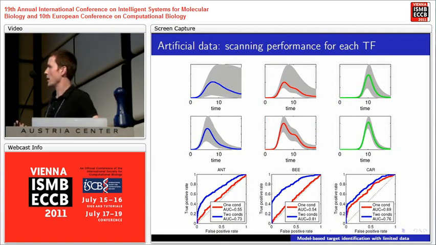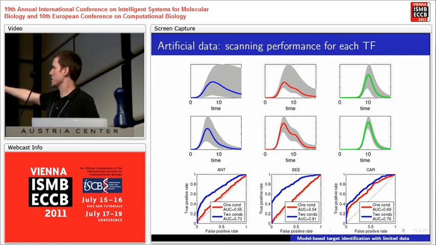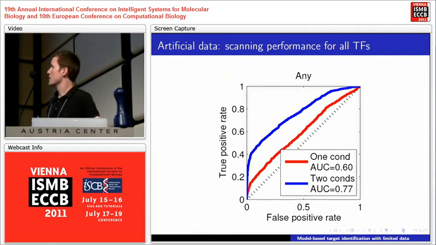And you can see that if you look at ROC plots of performance. Okay, so the green transcription factor is highly separated, highly distinctive in its behavior, and even with one time series, we can do well on that. The red and blue are rather similar, and in the case where we only have one condition, the top one here, the ROC is rather poor, shown by the red line. If we have two conditions, we do much better. Okay, so having diversity in the conditions where the transcription factors are different helps us.